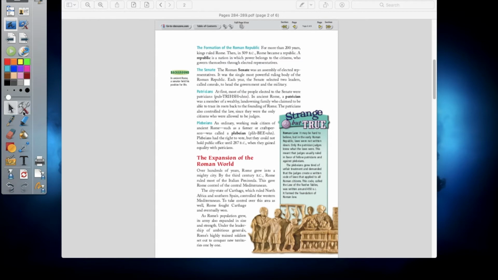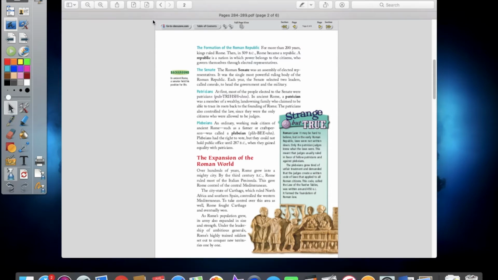Needless to say, over the next few hundred years as Rome became a republic, Rome grew into a mighty city, and after that they became a huge power within the entire area. They started going to war with other city-states like the city-state of Carthage, which is in North Africa and Spain. They fought those guys. Then as their population grew, their military also grew, and because of that they started claiming more and more territory as time went on. They decided to expand their country very rapidly by invading other territories and claiming their resources as well as their people and bringing them into their empire.